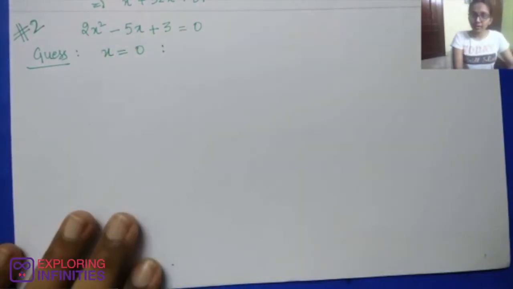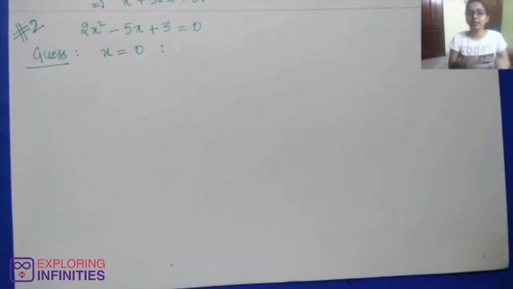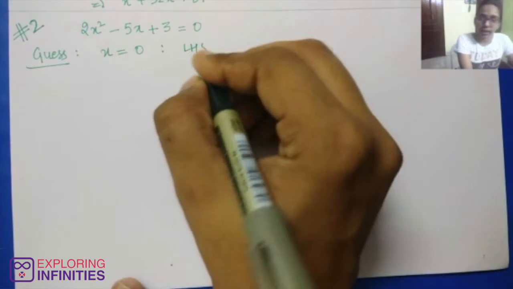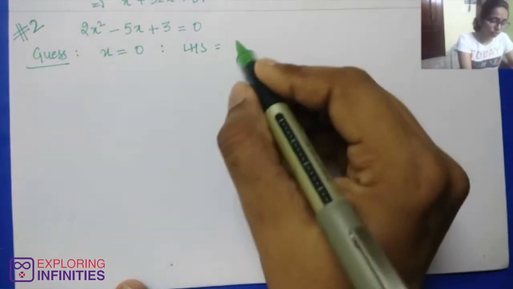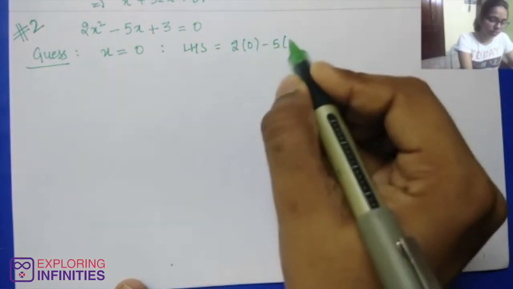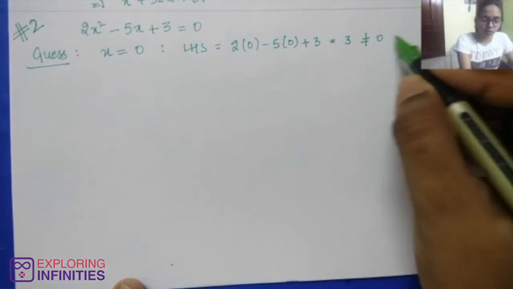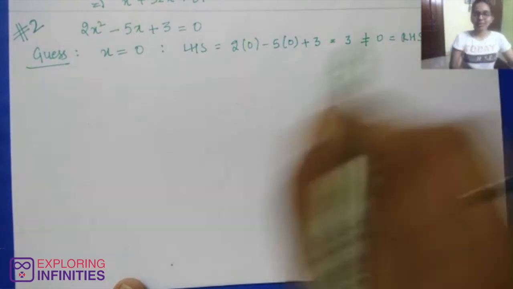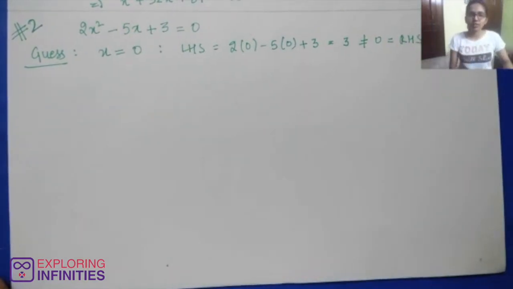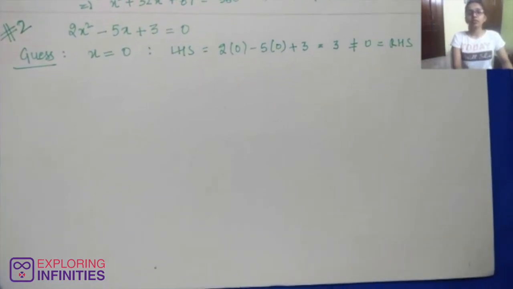When you put x equal to 0, to see whether x is actually satisfied, your LHS should be equal to RHS. That is, when you put x equal to 0 in your LHS, you should get 0, because that's your RHS. So in LHS, when I put my x as 0, I have 2 times 0 minus 5 times 0 plus 3. So I have 3, which is not equal to 0, which was my RHS. So it means x equal to 0 does not satisfy this equation, and therefore it is not a solution for this equation for sure.